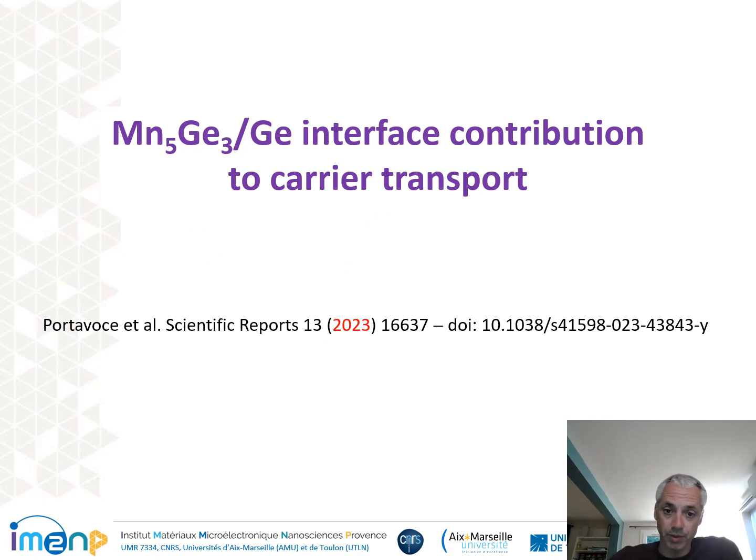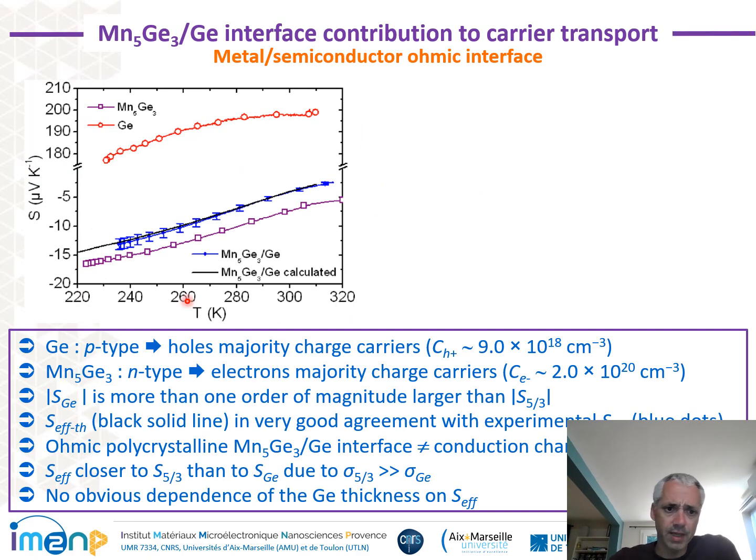on carrier transport. On this graphic, I present the variation of the Seebeck coefficient versus temperature for a single film of germanium in red, and for a single film of Mn5Ge3 here in purple. We see that the Seebeck coefficient of germanium is positive, which means that our semiconductor is p-type and the majority carriers are holes, while the Seebeck coefficient of the Mn5Ge3 layer is negative, which means the layer is n-type and the majority carriers are electrons.